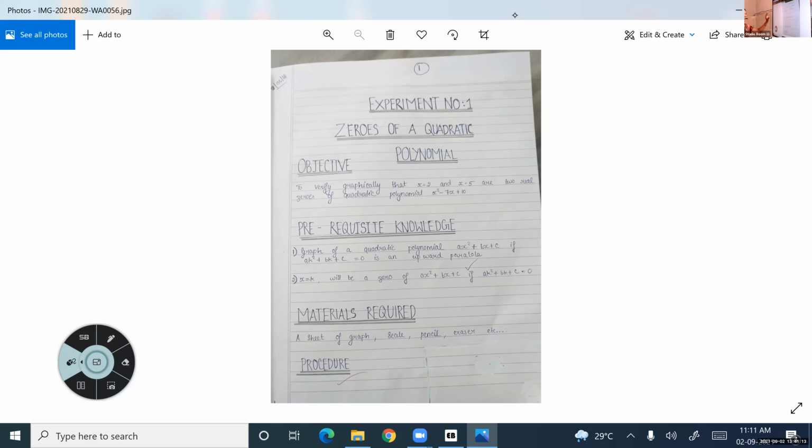Now, we have learned about this polynomial. So what is the prerequisite knowledge? In order to draw the graph, we need some previous knowledge. We know that the graph of a quadratic polynomial ax square plus bx plus c, if a is greater than 0, is an upward parabola.